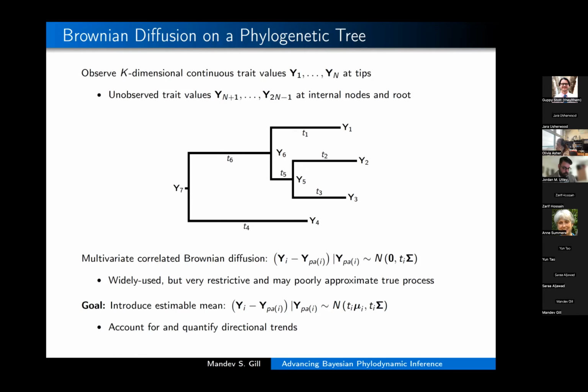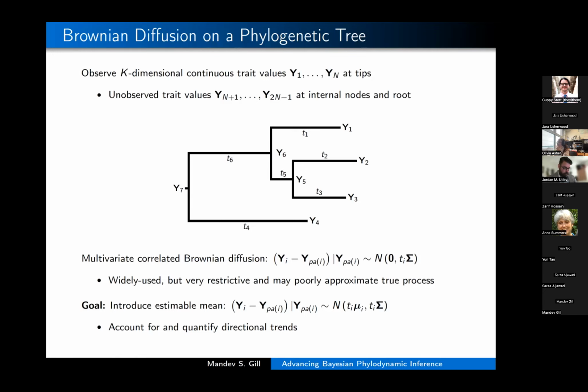So here, the displacement of a trait value along a branch. What I mean by that is the trait value at a child node minus the trait value at the parent node, which connect the branch. The displacement of a trait value along a branch is normally distributed with a mean of 0 and a variance that's proportional to the branch length.